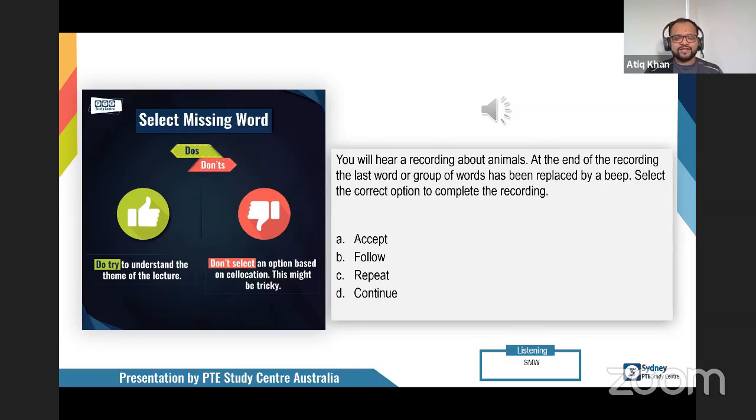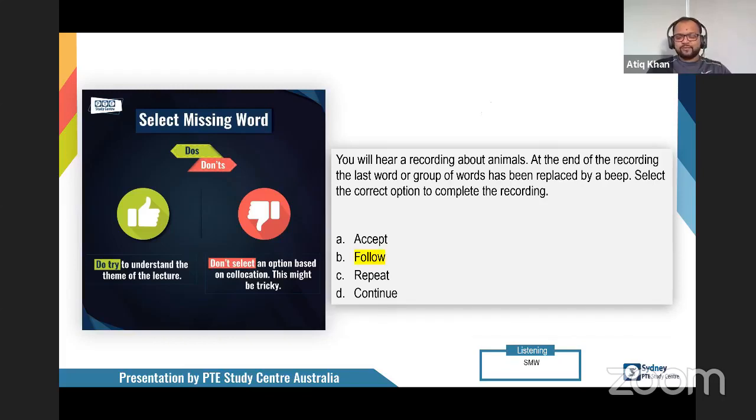Let's have our answers, guys, quickly. So if someone is leader, what do we do? We follow the leader, right? We follow the leader. So that's the answer here. And keep in mind, guys, select missing words, we want to answer instantly. We don't want to take anything more than 5 to 10 seconds, okay? And straight away, you must process the information, process the question, and as soon as you come up with the answer. So good job to all of you. Hopefully you understand the criteria for select missing words.